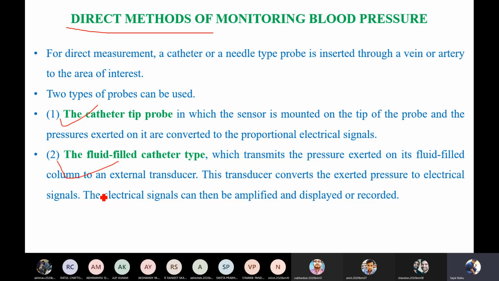And then coming to the second type, the fluid filled catheter type. In this, the catheter is filled with a specific fluid. Whenever the catheter goes inside the blood vessel, the flowing blood produces some pressure on the fluid. That pressure gets transferred through the fluid, and at the top, outside the blood vessel, there will be a transducer.